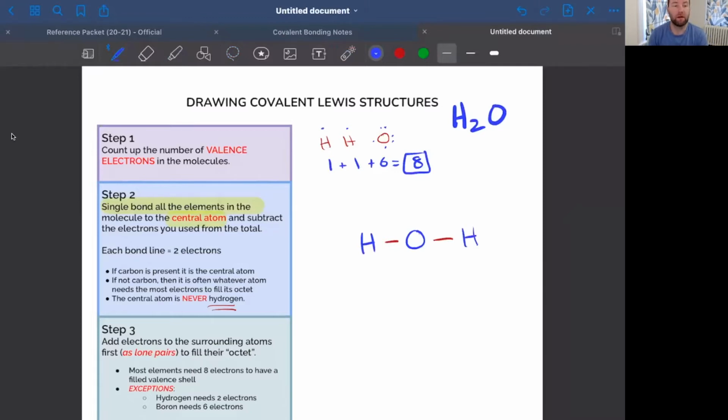Okay, there we go. Now, what we're going to do is subtract the electrons we used from the total. So in this bond, that's 2 electrons, and in this bond, that's 2 electrons. So that means that we're using 4 electrons total to draw out these bonds. So we're going to come up here and subtract 4 from our total. And now we have 4 electrons still to work with. Okay. So what do we do with those 4 electrons?